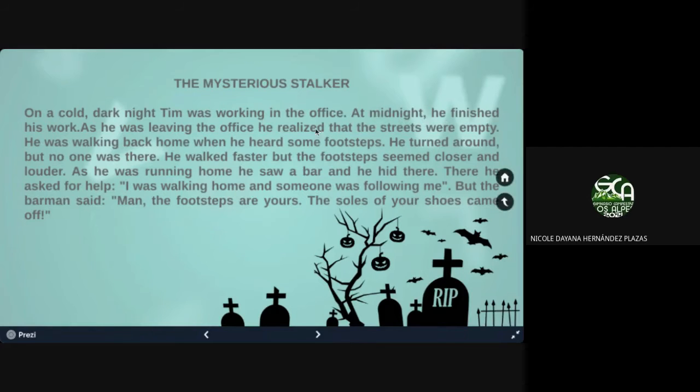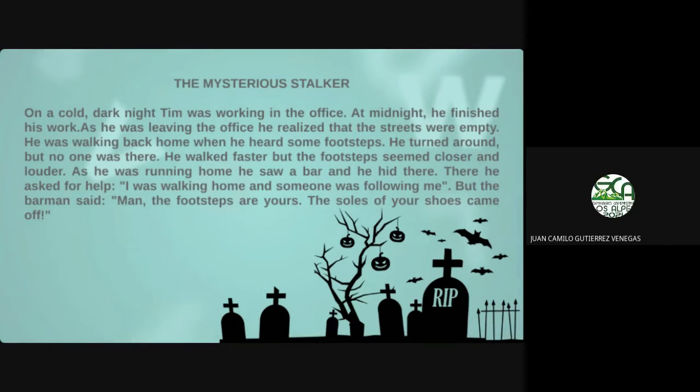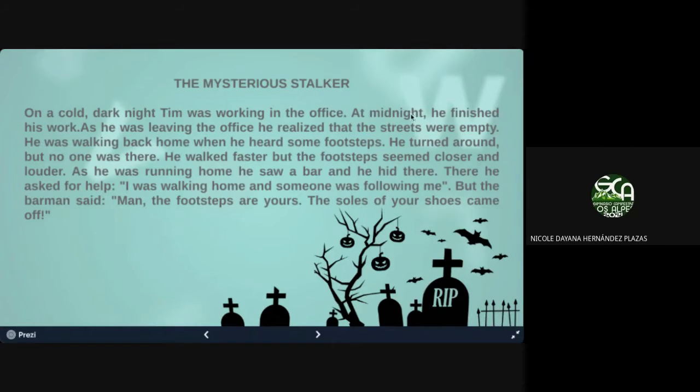At midnight, he finished his work. What is that? Past simple or past continuous? Simple. Past simple. Very good. Look at this. He finished his work and you have one specific time. What is that time? At midnight.